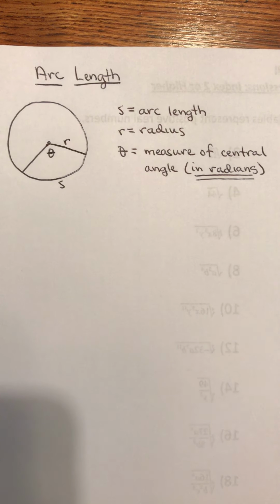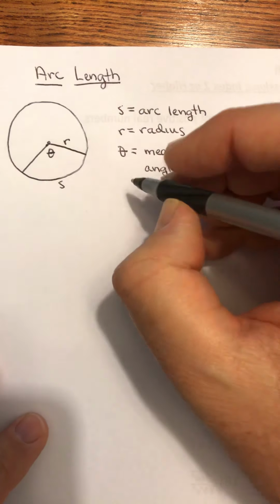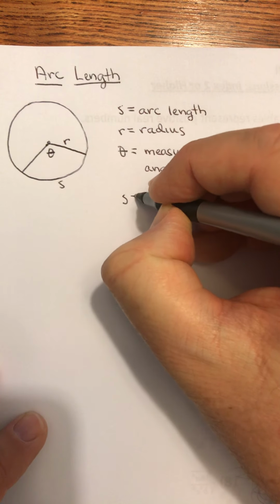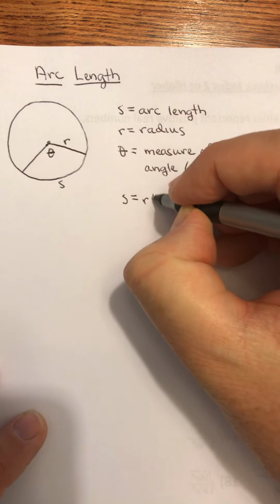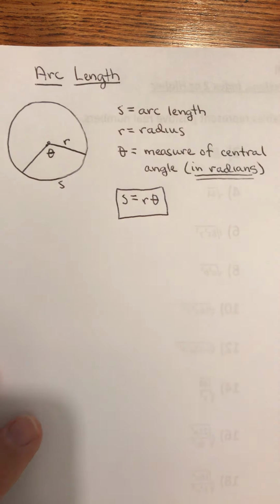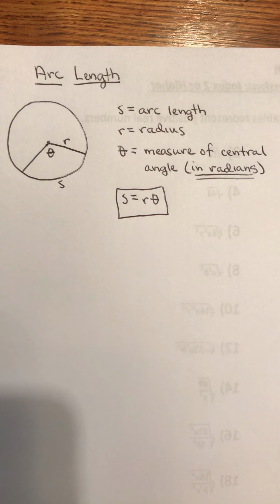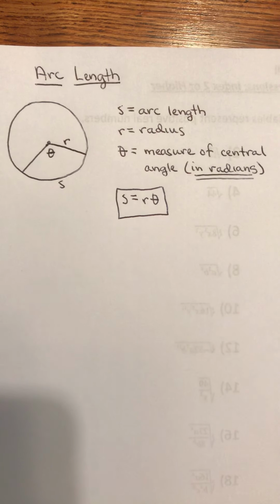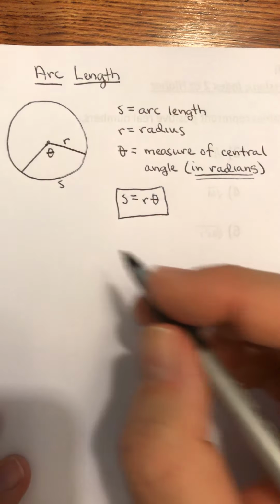How do you find this arc length? It's a very, very simple formula. The arc length is equal to R times theta. So all I need is the radius and the measure of the angle, always in radians. If it's not in radians, we're going to need to convert it to radians. So let's take a look at an example.